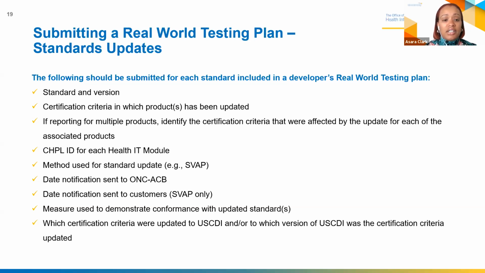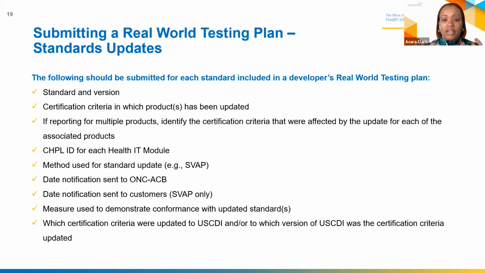That's going to be the certification criteria in which product has been updated. It's going to be, if reporting on multiple products, identify the certification criteria that were affected by the update for each of the associated products, the CHPL ID for each health IT module, method used for standards update. Again, I just talked about required standards updates for certain certification criteria, and then I talked about a voluntary flexibility that we have out there.